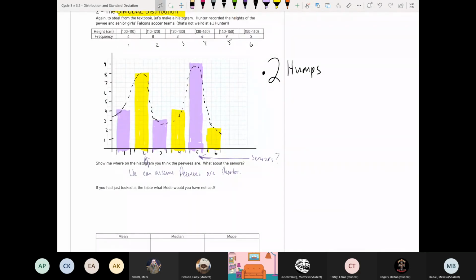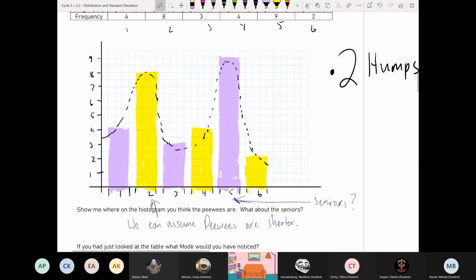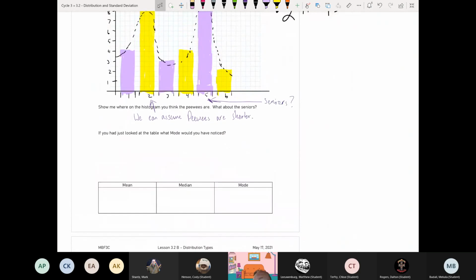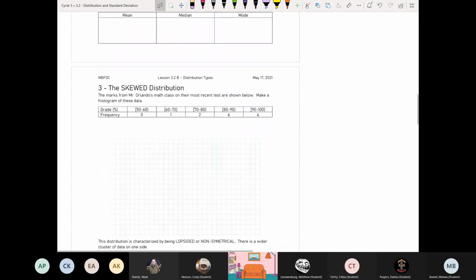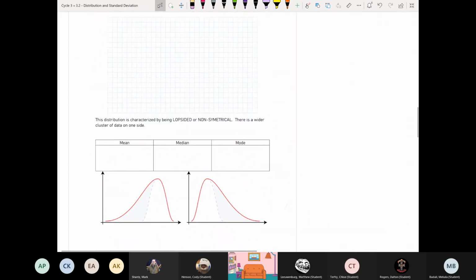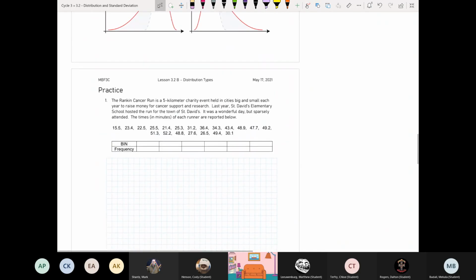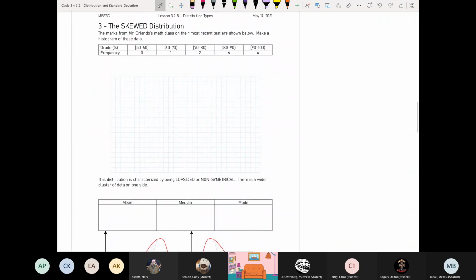And if we just looked at the table, what mode would you have noticed? Well, probably the biggest one, but we noticed that there are 2 obvious categories that are much larger than the other 2. All right. So we have 2 categories that are much larger than the other 2. And I think just one more example. Yeah, there's one more example, and then we're gonna be done.